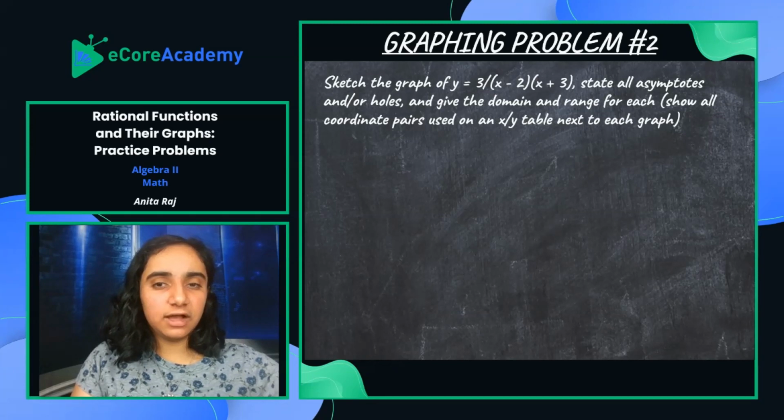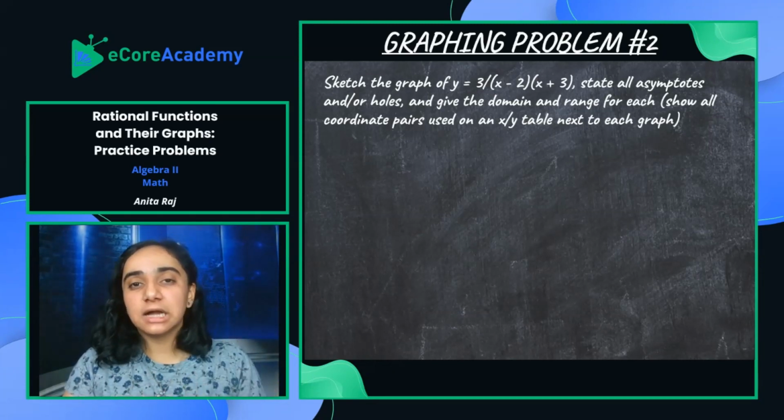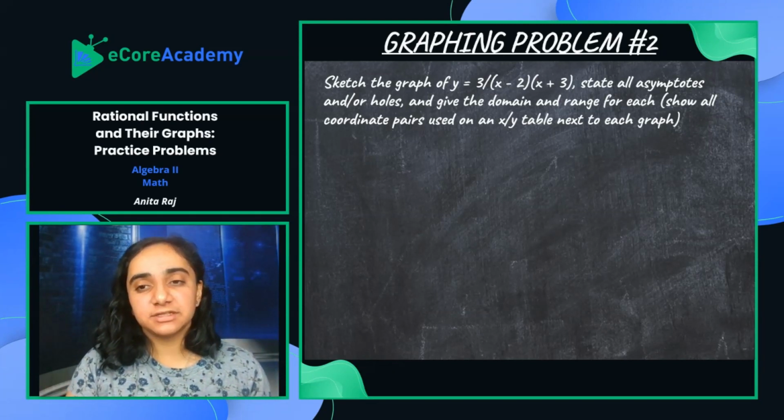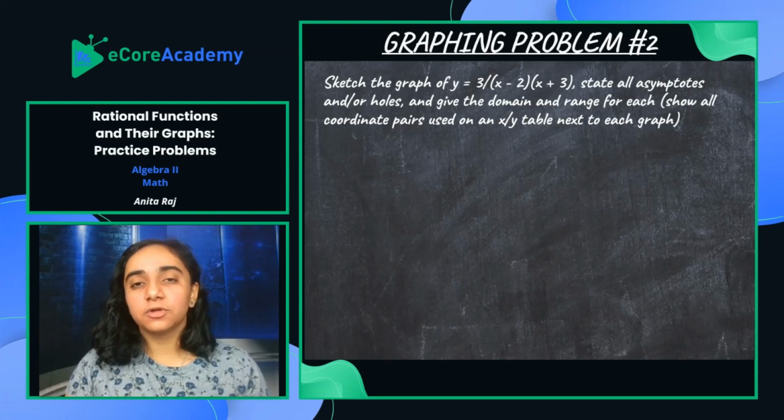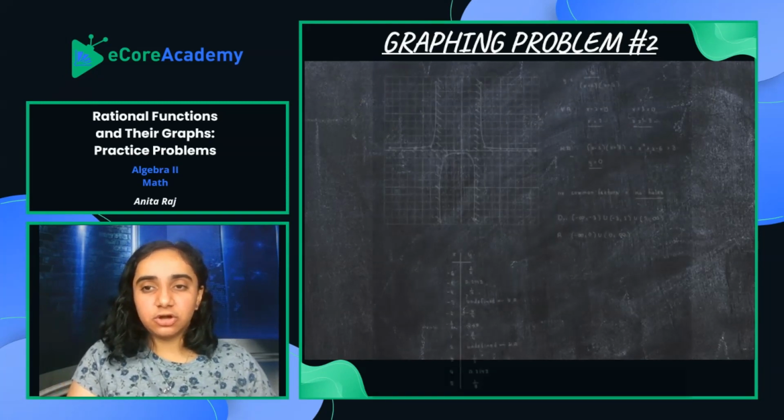So we're going to sketch the graph of the rational function y equals 3 divided by (x minus 2)(x plus 3). Afterwards, we're going to state all asymptotes and our holes, which are our discontinuities. Then we're going to give the domain and range, and then we're going to show our coordinate pairs on an xy table next to the graph. So here's your solution already pre-written.